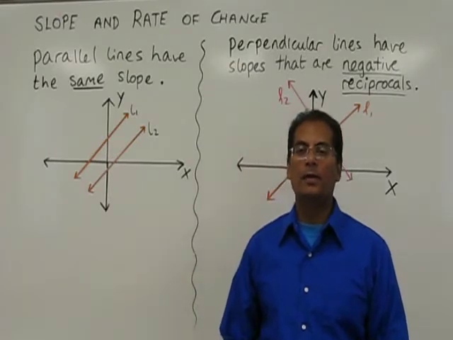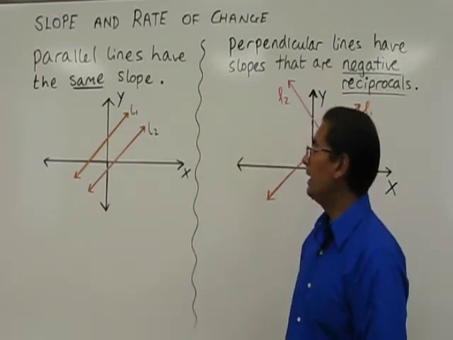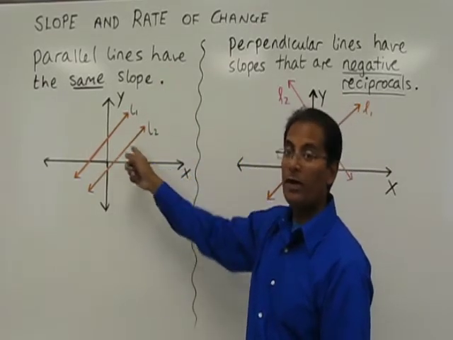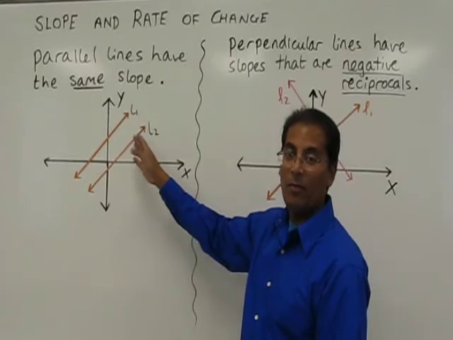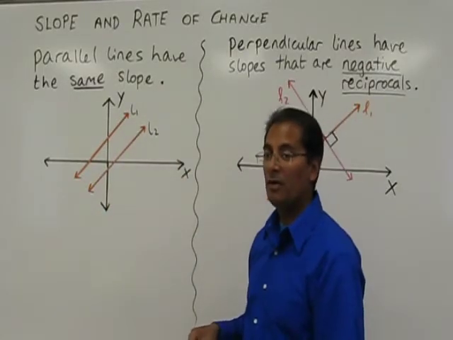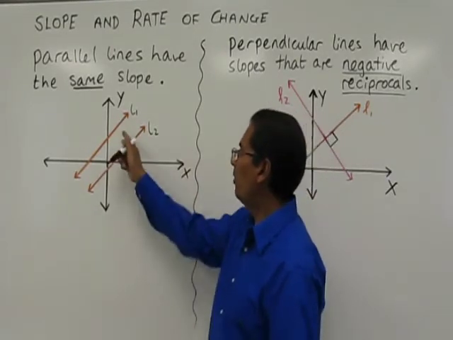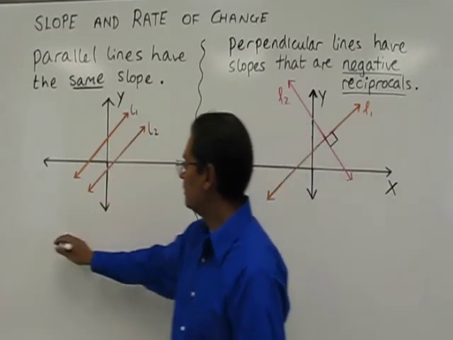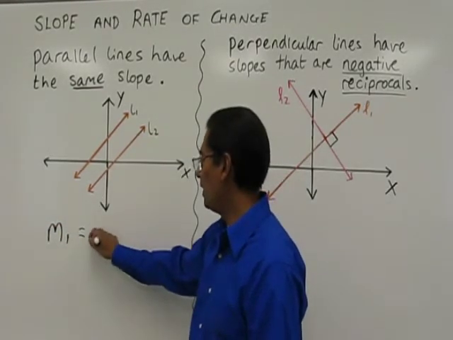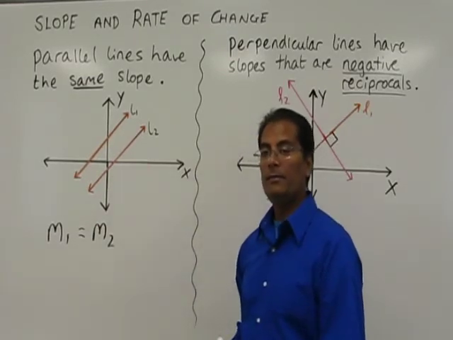Parallel and perpendicular lines also have special relationships. If we have two lines that are parallel, like L1 and L2, that means their slopes will always be the same. So parallel lines have the same slope. Parallel lines never touch. In other words, the slope of line 1 is the same as the slope of line 2, the same numerical value, if they're parallel.